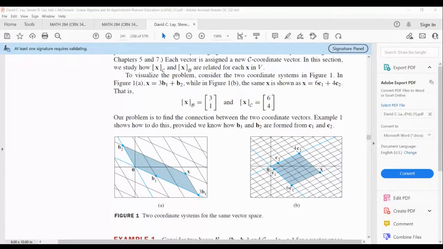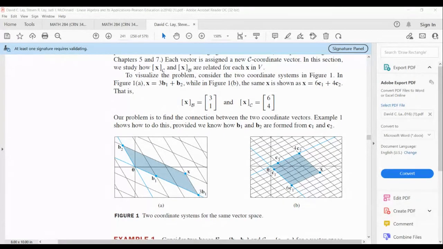Okay? But the coordinates for the vector x relative to, or with respect to, the basis b are 3, 1. So in the picture on the left, if you start from the origin and you move 3 b1 units, and then 1 b2 unit, you arrive at the vector x. Okay, so the coordinates of the vector x relative to the basis b are 3, 1.